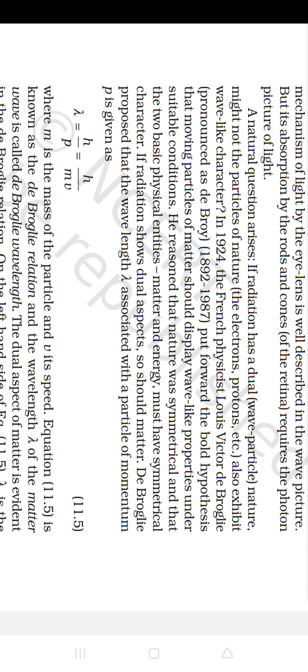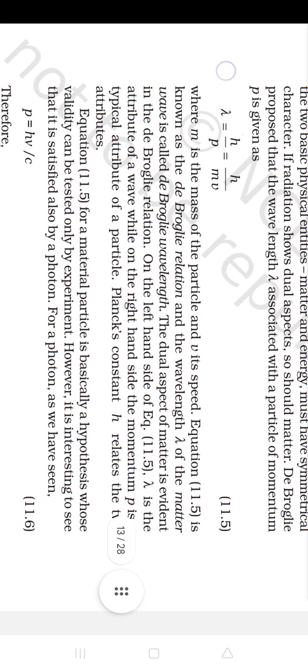De Broglie proposed that the wavelength lambda associated with a particle of momentum p is given as lambda = h/p = h/mv, where m is the mass of the particle and v its speed. Equation 11.5 is known as the de Broglie relation, and the wavelength lambda of the matter wave is called the de Broglie wavelength. The dual aspect of matter is evident in the de Broglie relation. On the left hand side of equation 11.5, lambda is an attribute of a wave, while on the right hand side the momentum p is a typical attribute of a particle. Planck's constant h relates the two attributes.